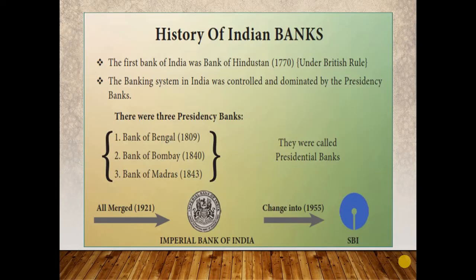History of Indian banks. The first bank in India was established in the year 1770 under British rule, named the Bank of Hindustan. The banking system in India was controlled and dominated by the Presidency Banks before independence. There were three Presidency Banks functioning in India. The Bank of Bengal was established in the year 1809, the Bank of Bombay in 1814, and the Bank of Madras in 1843. They were called Presidency Banks. All these three banks were merged in the year 1921 and named the Imperial Bank of India. And in the year 1955, the Imperial Bank of India was renamed the State Bank of India.